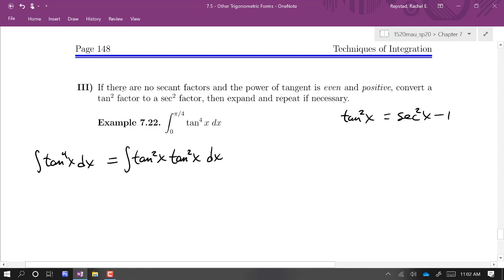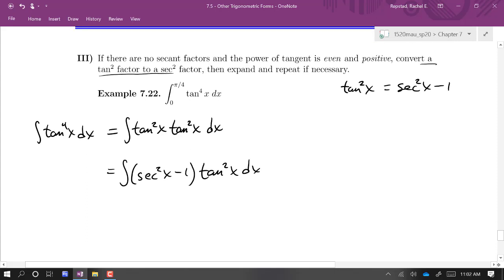And this says just convert a factor of tan squared into secant squared. So I'm just going to take one of these, maybe this first tan squared factor, and write that as secant squared x minus 1. The second one, I'm going to leave as tan squared right now. Maybe I'll want to do it again, but the idea is that I'm going to see where this leaves me. And then it says, then expand. So that means multiply it out. So we have the integral of tan squared times secant squared minus tan squared x dx. We have two terms.